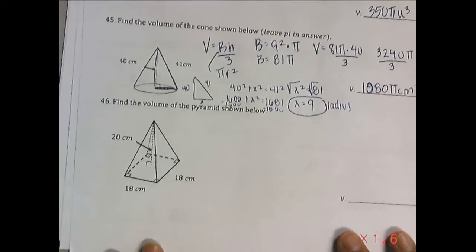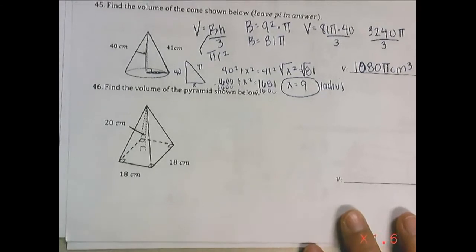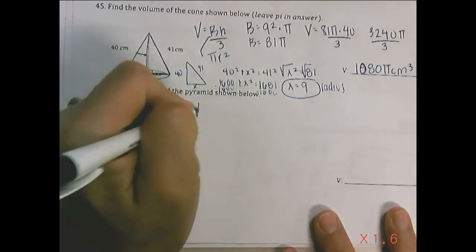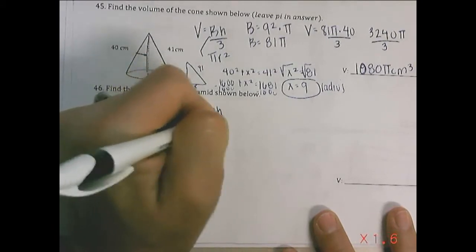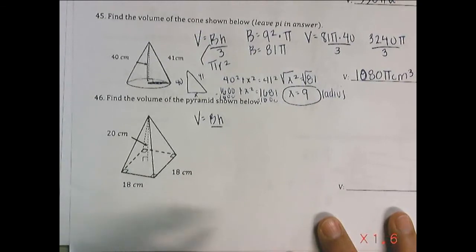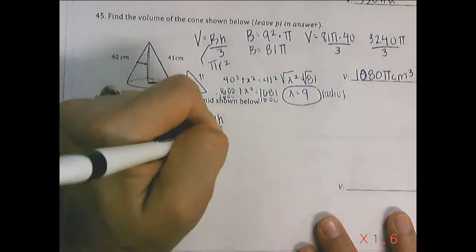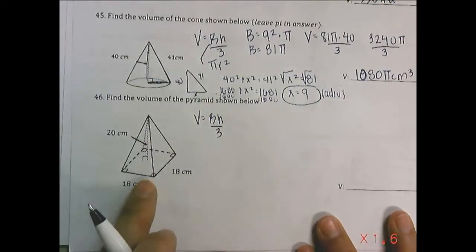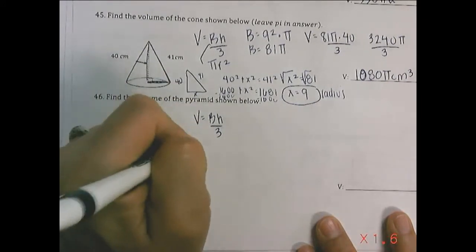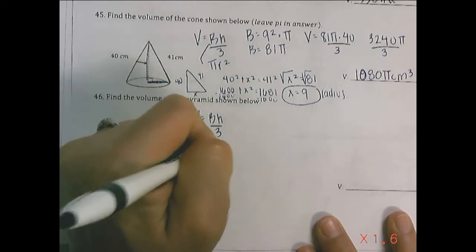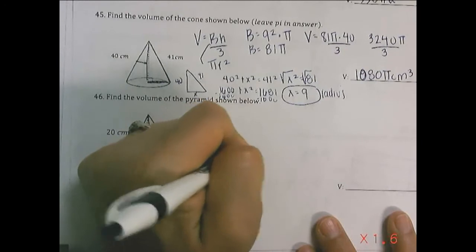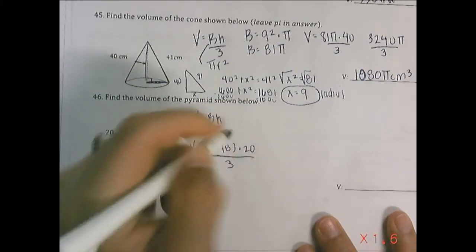Alright, so let's move on to 46 now. So again, volume equals area of the base times your height. Because it's a pyramid, remember anything that comes to a point, you want to divide by 3. And my base this time is just a square. So for volume, I'm going to do 18 times 18 for the area of my base. I'm going to multiply it by 20, which is my height, and then I'll divide it by 3.